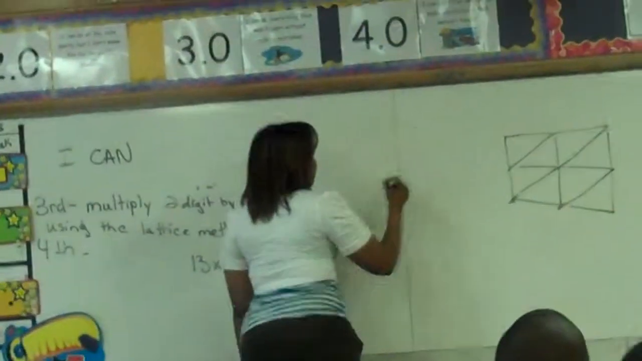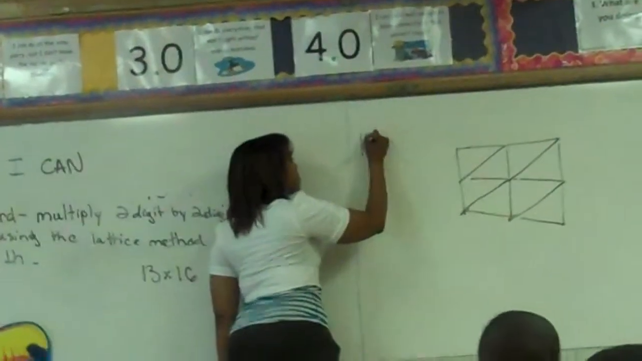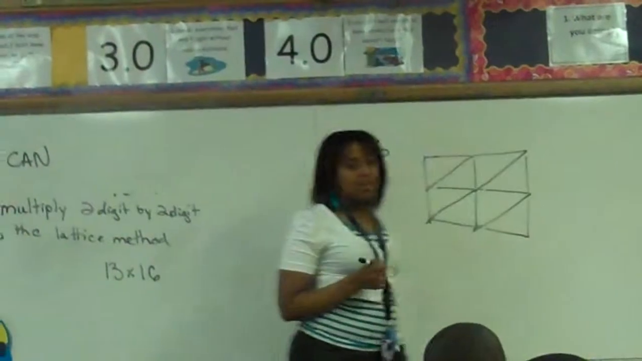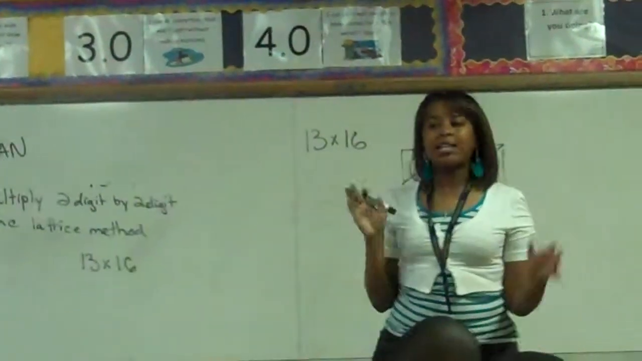Okay. So back to the problem that we originally are trying to find. So we got 13 times 16. Okay? So let me tell you how this lattice method works. All eyes on me? Because if you don't pay attention, it's going to go kind of quick. So you need to make sure that you're with me. Kyla, you with me? All right.